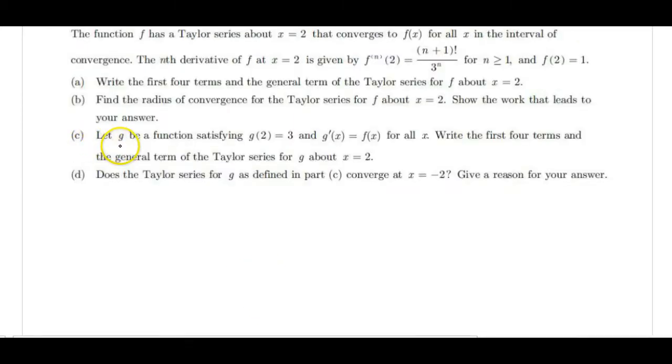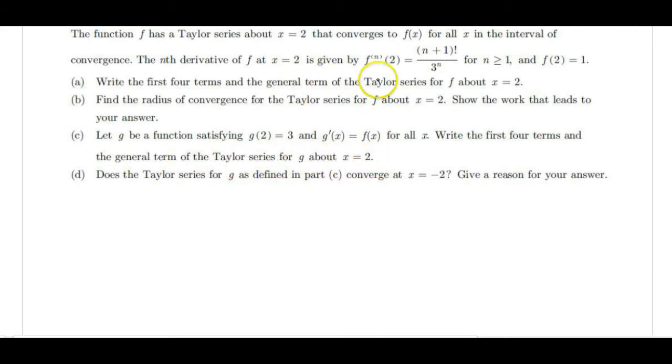Part C. Let g be a function satisfying g of 2 equals 3 and g prime of x equals f of x for all x. So the derivative of g equals f. Write the first 4 terms and the general term of the Taylor series for g about x equals 2. So I don't want to get caught up in this notation. Let's focus on what the question is asking us to do, right? The first 4 terms and the general term of the Taylor series for g about x equals 2.